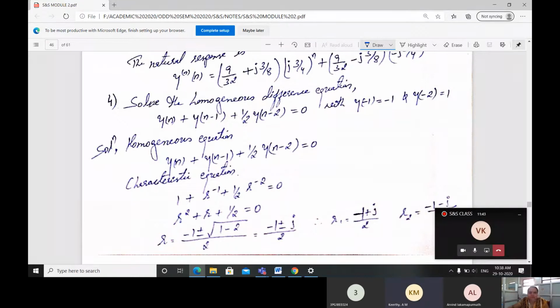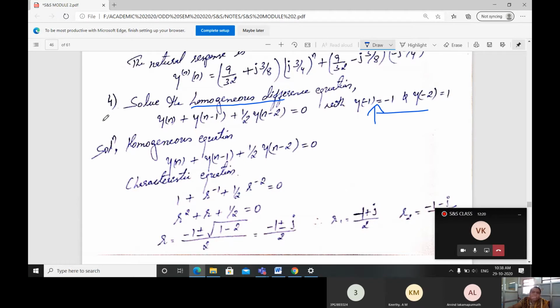Oh, okay. Okay, next problem is solve the homogeneous difference equation, that is y of n plus y of n minus 1 plus 1 by 2 y of n minus 2 that is equal to 0 with y of minus 1 is equal to minus 1, y of minus 2 is equal to 1. This is the question it is given. In this problem, they only given the homogeneous difference equation, and they are given the initial conditions for y of minus 1 as minus 1 and y of minus 2 as 1 only.